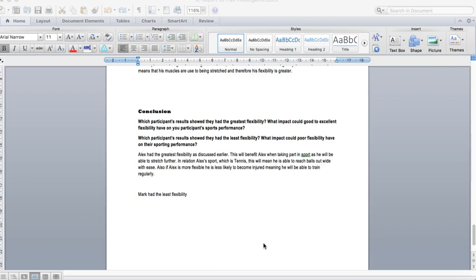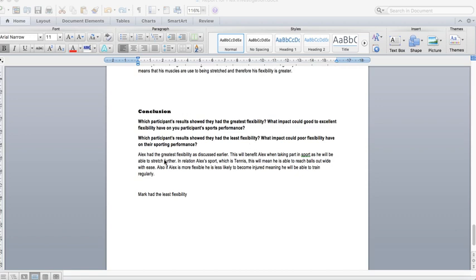So, conclusion, we're looking at this. Which participants' results show they had the greatest flexibility? What impact could good to excellent flexibility have on the participant's sports performance? Which participants' results show they had the least flexibility? What impact could poor flexibility have on sports performance? So let's answer the first question.